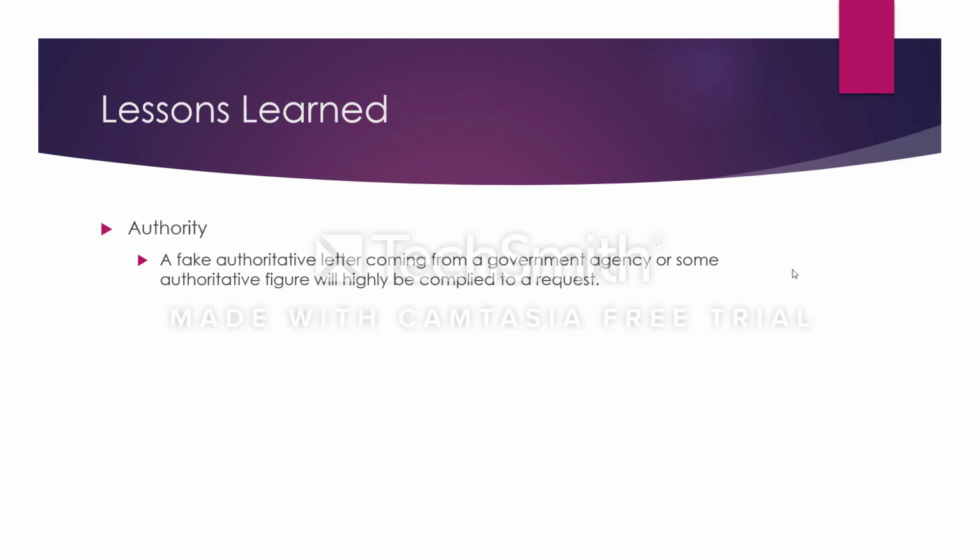Then there's also what is known as authority, which is a fake authority letter. A letter coming from a government agency or some authoritative figure will get a highly compliant response to a request. So, like places like Drexel, if someone puts in a Drexel logo or something of that sort, then they would be able to have that power of getting sensitive information handed over.